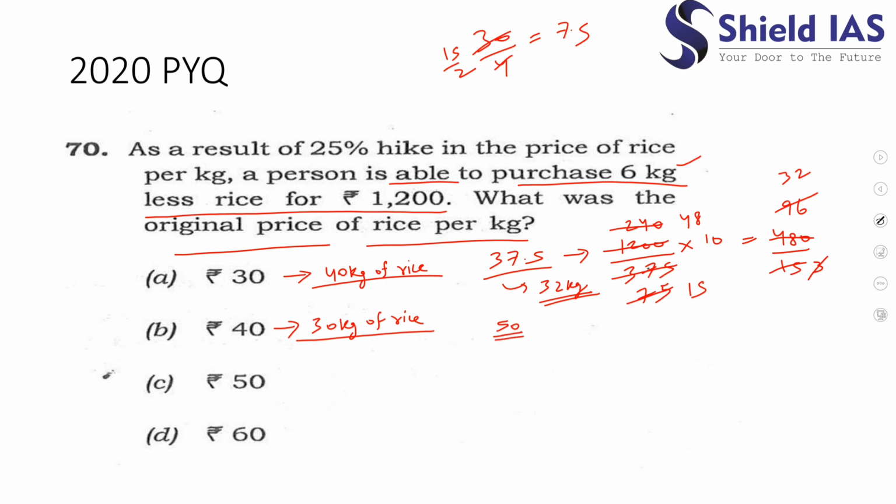How much will we be able to buy at 50 rupees per kg? So 1200 divided by 50. He would be getting 24 kgs, which is 6 kgs less. So the correct answer would be B.